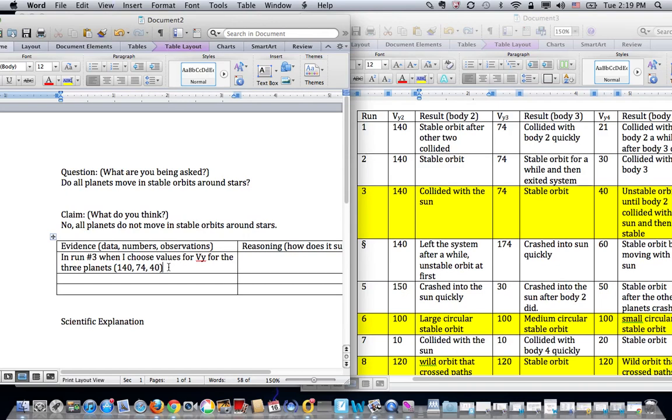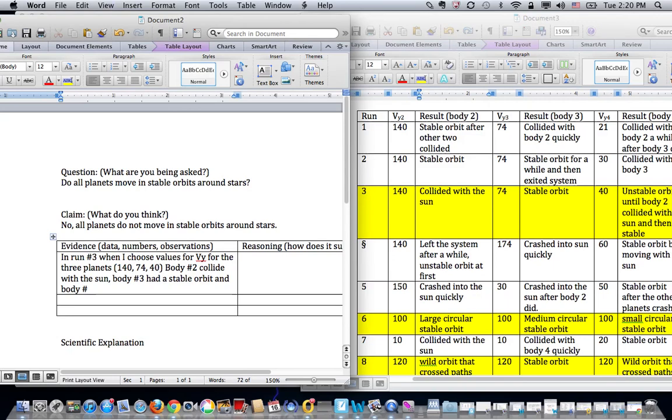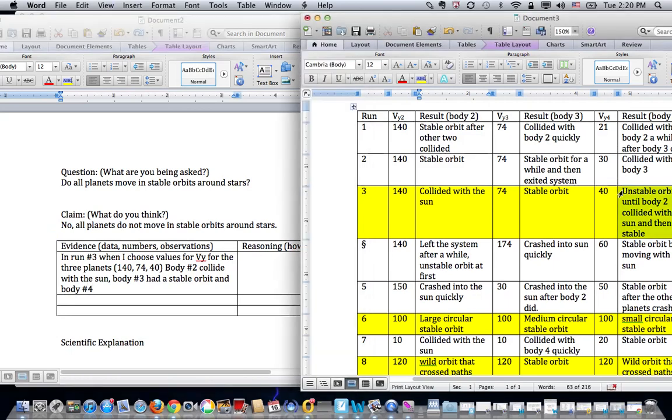It's pretty obvious. The body number 2 collided with the sun. Body number 3 had a stable orbit, and body number 4, and I can actually look at this.